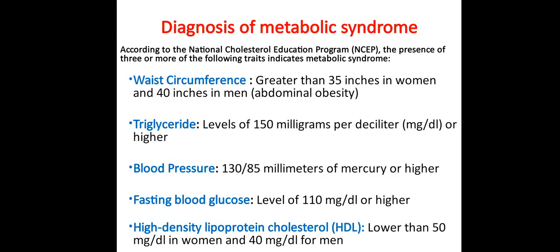The last criterion of metabolic syndrome is low high density lipoprotein, to be more specific and precise. The patient with metabolic syndrome should have lower than 50 milligrams per deciliter in women and lower than 40 milligrams per deciliter for men.